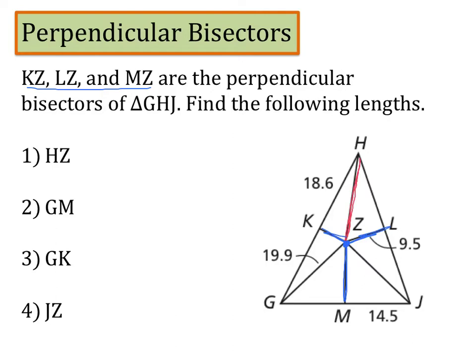Now the circumcenter is equidistant from all the vertices. So the length of HZ has to be congruent to the length of ZH, which has to be congruent to the length of GZ. So if we know any of these lengths, we know all the lengths. Well, we know that GZ is 19.9, so HZ has to be 19.9 as well.